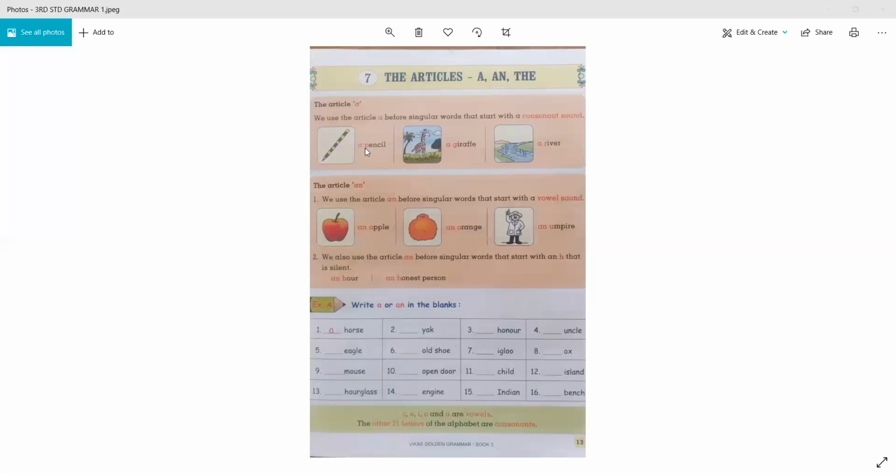Look at the picture here, a pencil. Here P is a consonant and a is an article. Same like in the second picture also, giraffe, G is a consonant and a is an article. So what we are using, and these are the single ones. Pencil is also single, giraffe single, and river is also single.